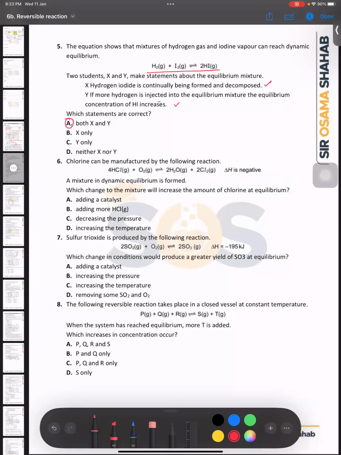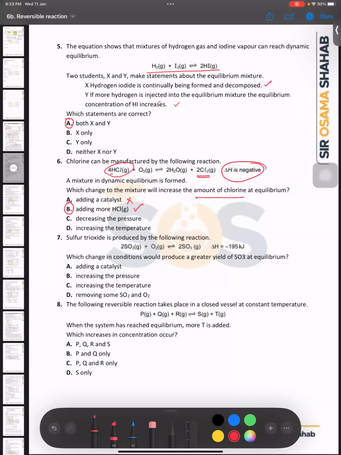Then in MCQ number 6, chlorine can be manufactured by the following reaction. You can see over here, and the delta H is negative, so it's showing you that this is the exothermic reaction, right? So a mixture in dynamic equilibrium is formed, which change to the mixture will increase the amount of chlorine? Chlorine is actually a product. So if you want to increase this, a catalyst is not going to do this because a catalyst only speeds up the reaction. If you are adding more HCl, definitely more chlorine will be formed. Right, so the right answer will be B. Is that right, bacho?